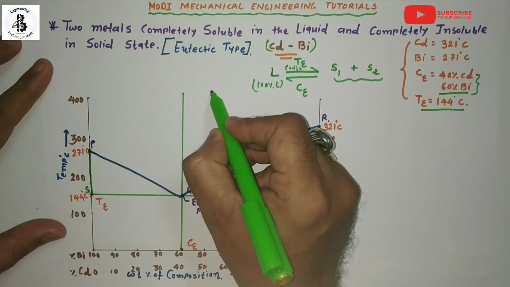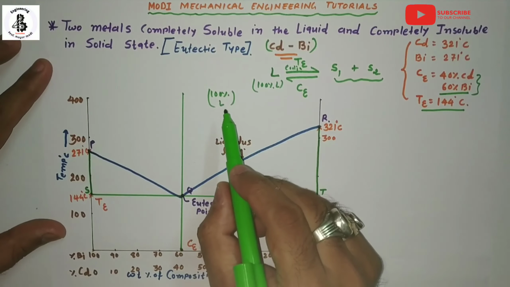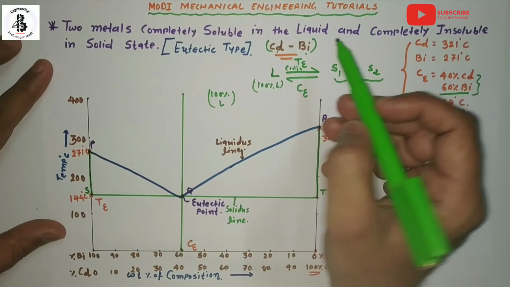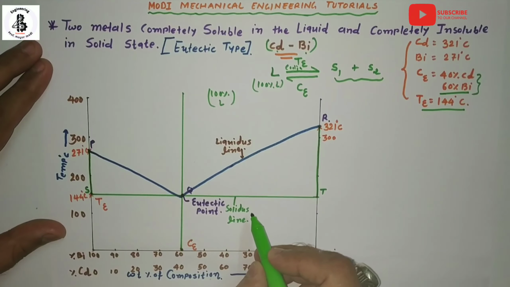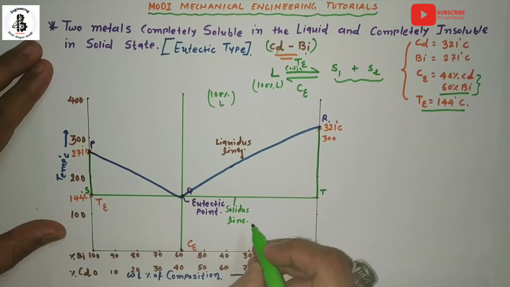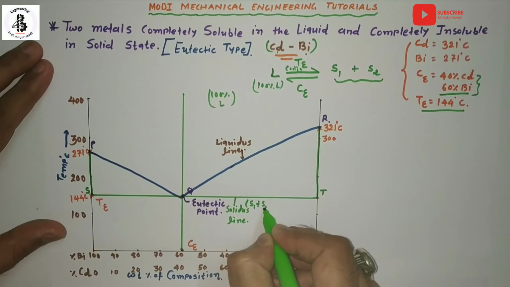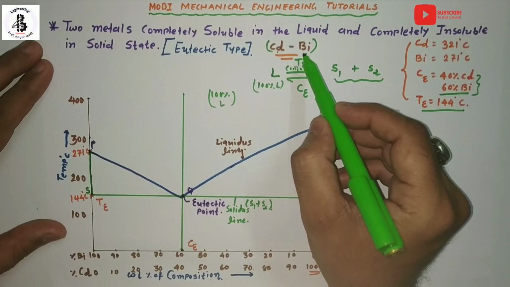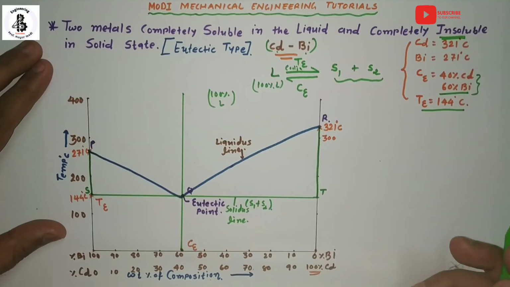100% liquid, because in the liquid phase both the metals, cadmium and bismuth, are completely soluble. And just below the solidus line, there will be the formation of two solids. So here it will be solid number 1 plus solid number 2, because both the metals cadmium and bismuth are completely insoluble in the solid state.